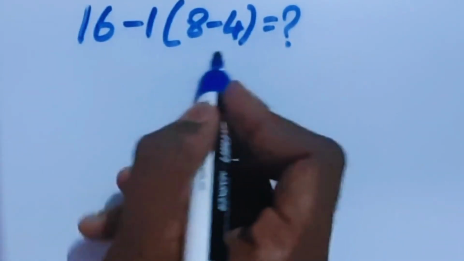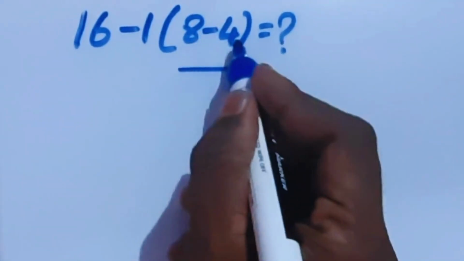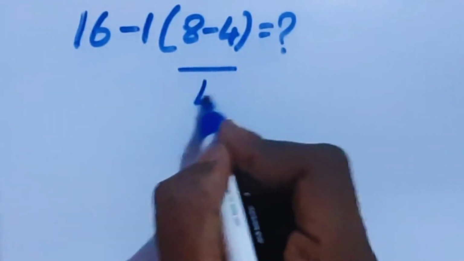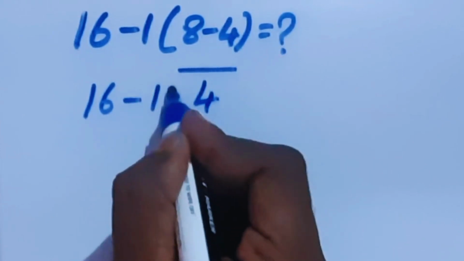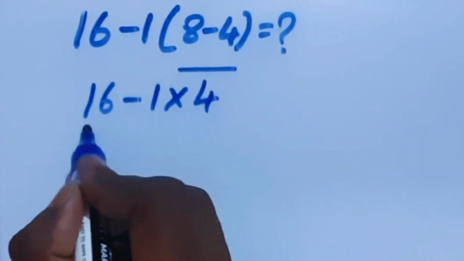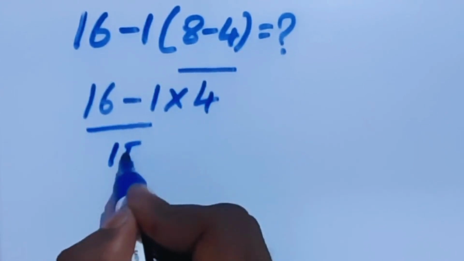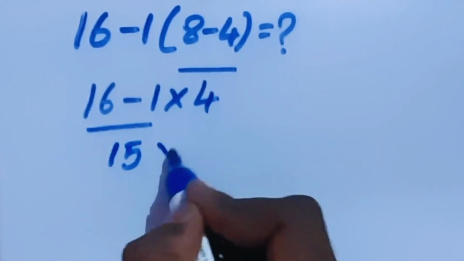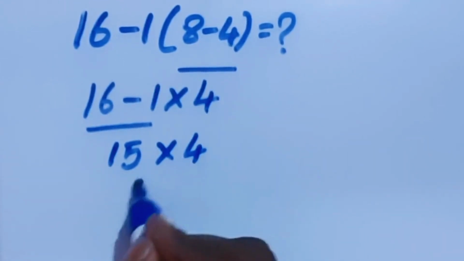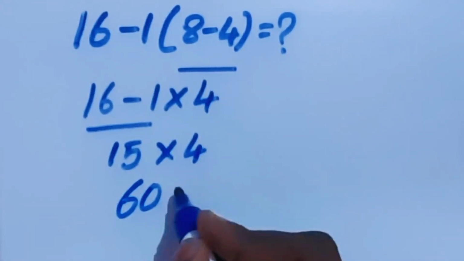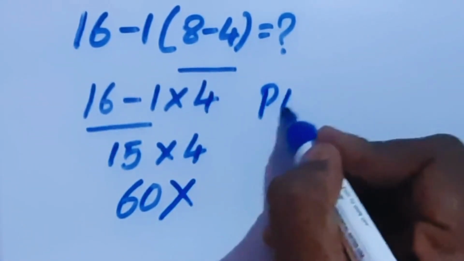Hi guys, most of them get answer 60 for this problem. It is wrong. Let's see. Here 8 minus 4 is 4. Here 16 minus 1 times this 4. Now 16 minus 1 is 15 times 4. Here 15 times 4 is 60. It is wrong.